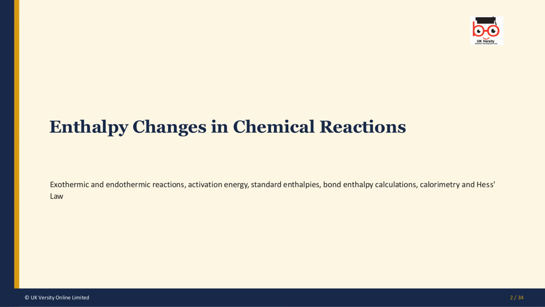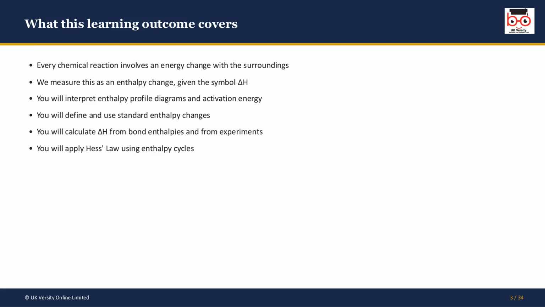Welcome to the first outcome, where we get to grips with the energy that flows in and out of chemical reactions. We'll look at exothermic and endothermic changes, activation energy, the standard enthalpies, bond enthalpy calculations, calorimetry, and Hess's law. Every chemical reaction comes with an energy change between the system and its surroundings, and we measure that as an enthalpy change, given the symbol delta H.